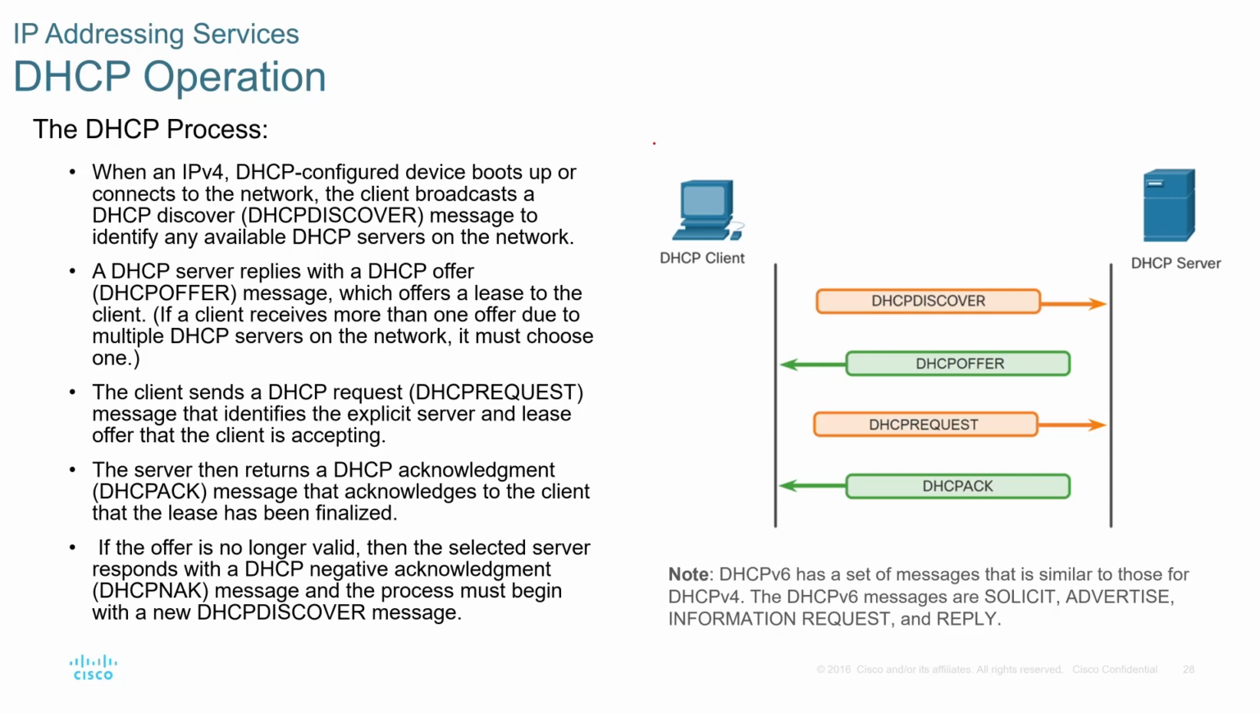DHCP is a four-step process. When a client is booted up, after the operating system comes up and starts running, it will send out a DHCP discover message. This is a broadcast message and will stop at the router. The router may turn this into a directed broadcast to a DHCP server if it is configured.